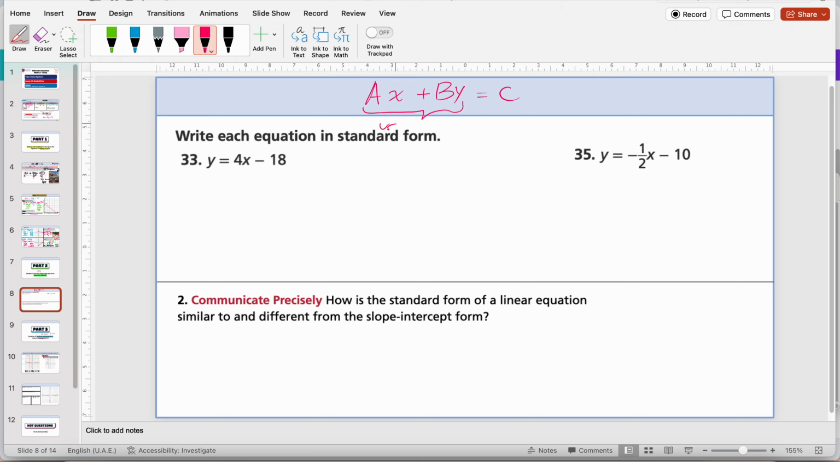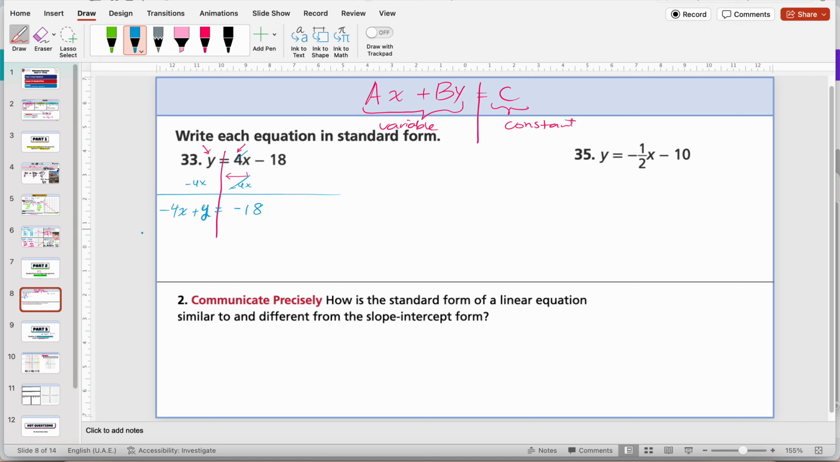Variables on one side and constant on the other side. Can you see? So here I have variables on both sides. I need to remove the 4x from here and gather it with the y on the other side, okay? So minus 4x on both sides. Now I have negative 4x plus y equals negative 18.